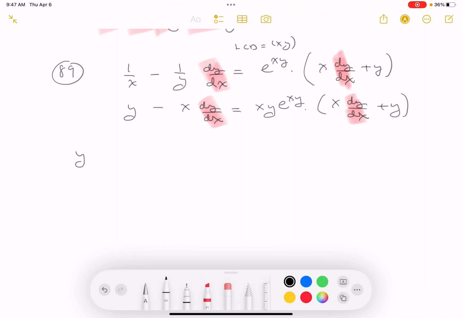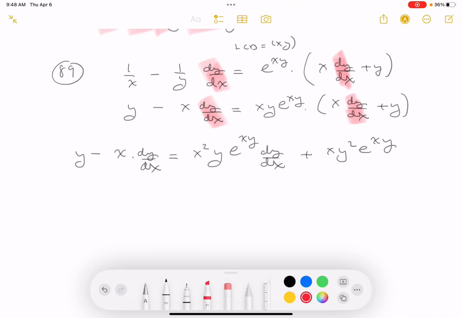So you get y minus x dy dx equals, I got to be careful here, it's going to be x squared y e to the xy dy dx plus xy squared e to the xy, right? Again, I want to point out we're looking to isolate that thing. I want to get them to one side.